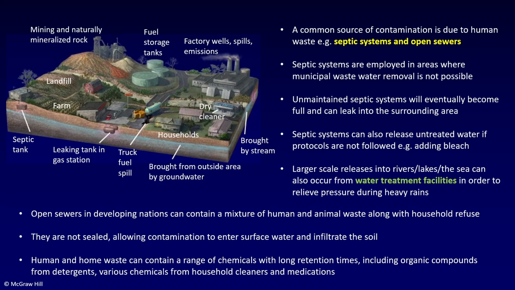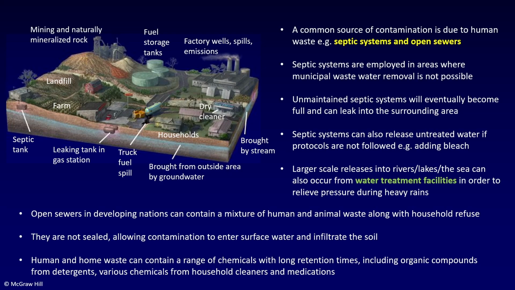Now, when it comes to open sewers, these are more often found in developing nations, and they can contain a mixture of human waste, animal waste, and household refuse. And because they're not sealed, this allows contamination to enter surface water. So, as water runs down through this open sewer, it's going to pick up a whole range of different chemicals and bacteria, and that contaminated water can now either infiltrate the soil and go down to the groundwater, or it can get washed into local rivers and lakes.